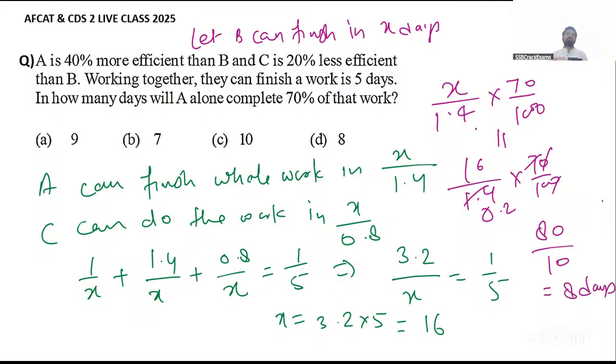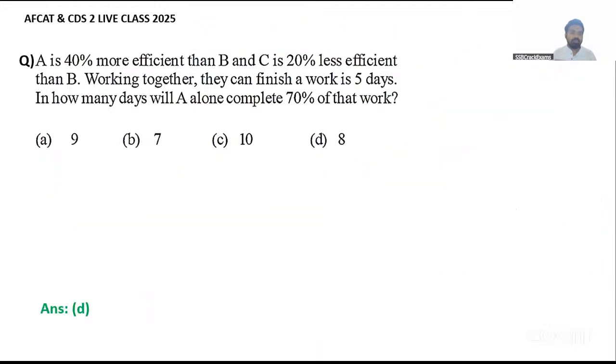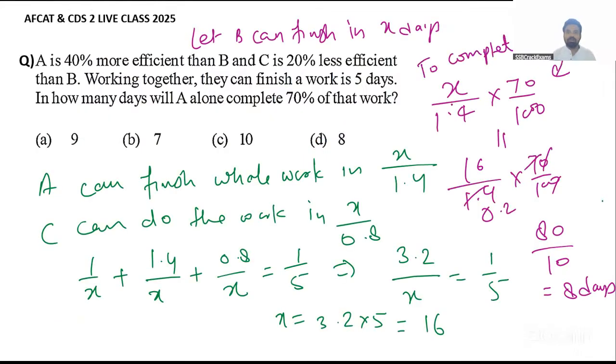All right. So this is the time taken by A to complete 70% of the work. Let me write it. Okay. So option number D is correct. Okay. You want to see this calculation? Let me do this calculation here.